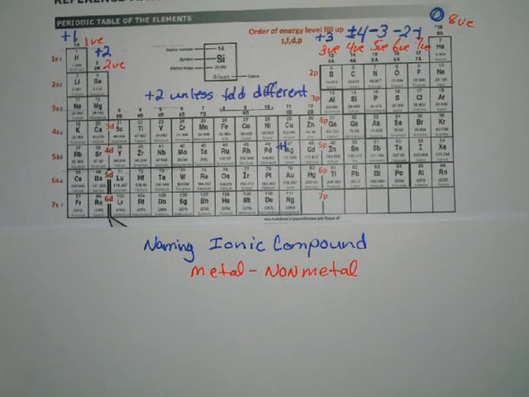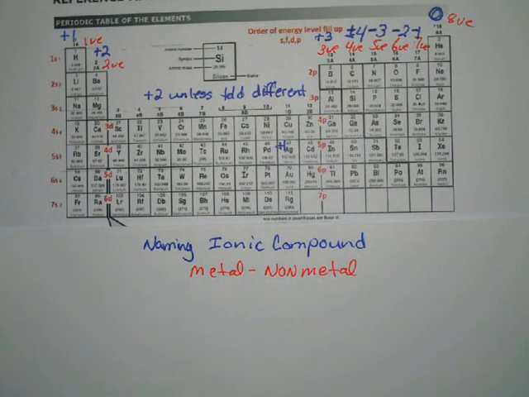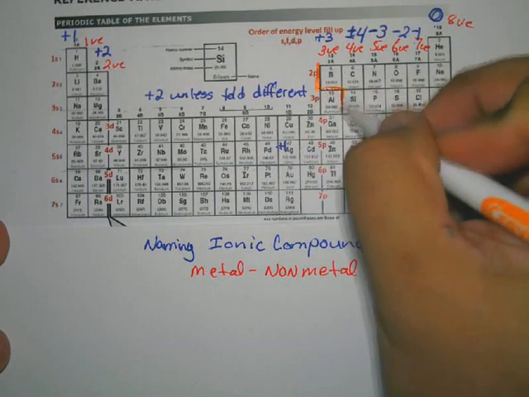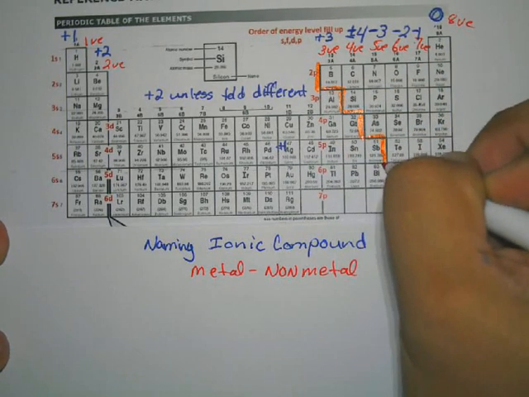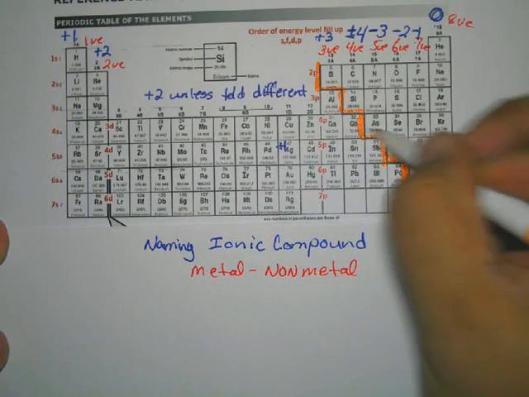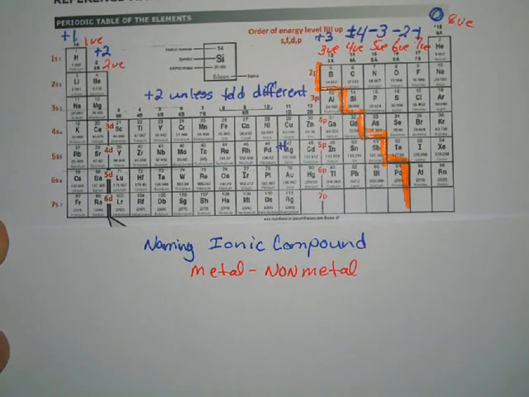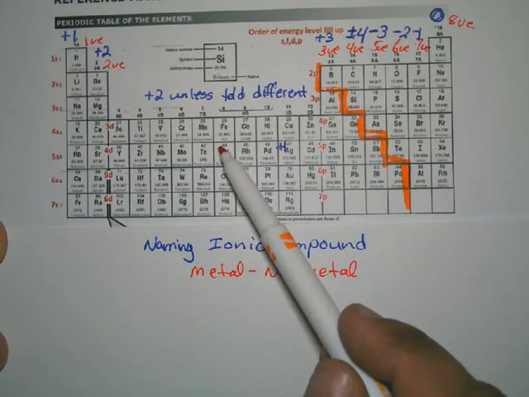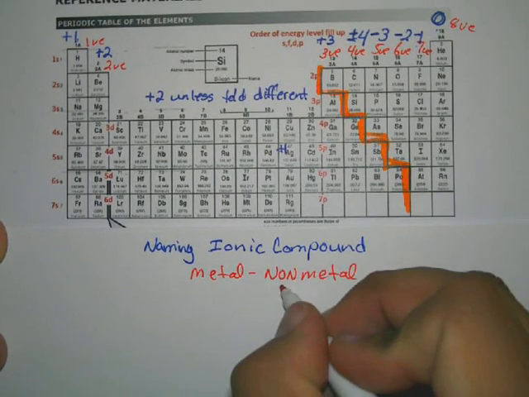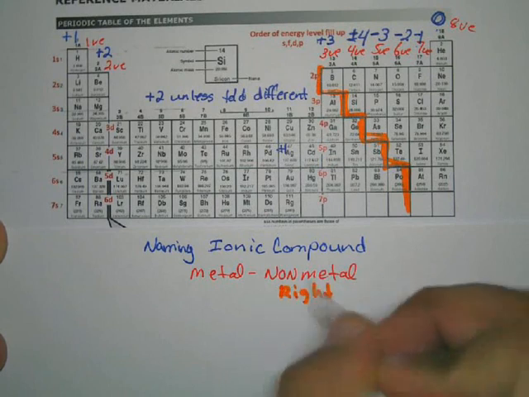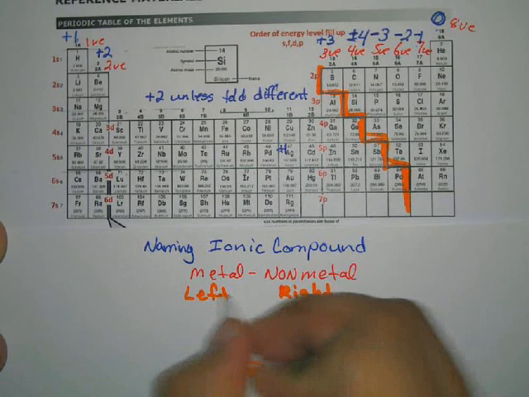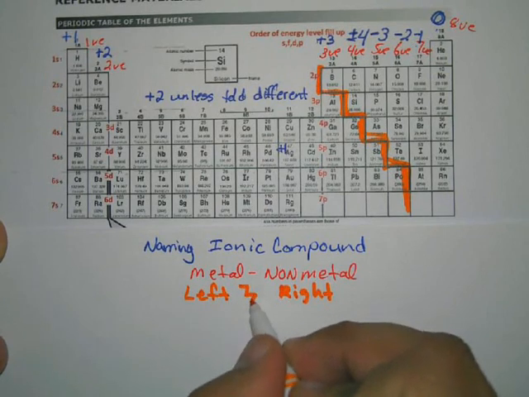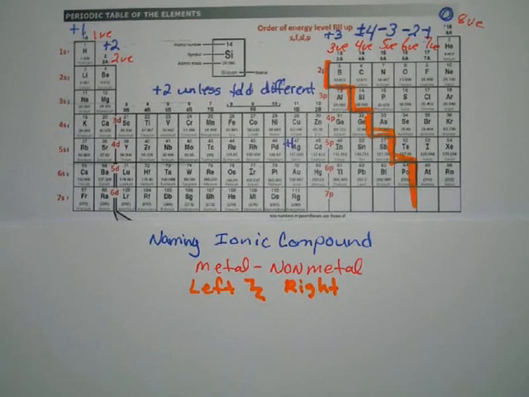Now, let's look at your periodic table here. What's our metals and what's our nonmetals? Remember this when we talked about periodic families? This zigzag line here separates your metals from your nonmetals. This whole right side is your nonmetals. This whole side is your metals. This is your left side of that zigzag line, and that is the right side.